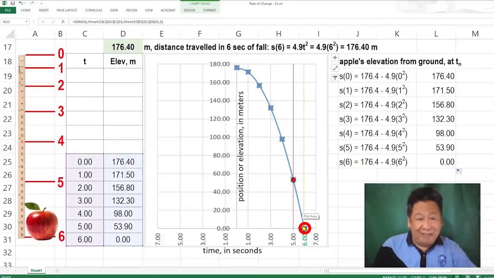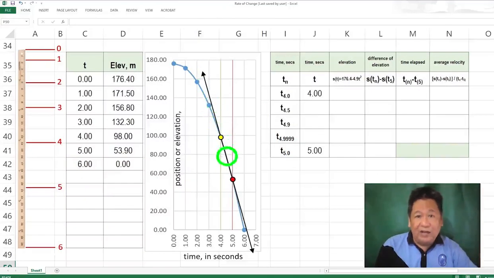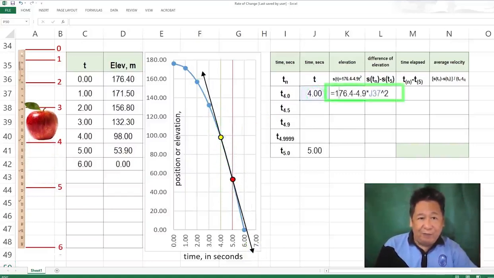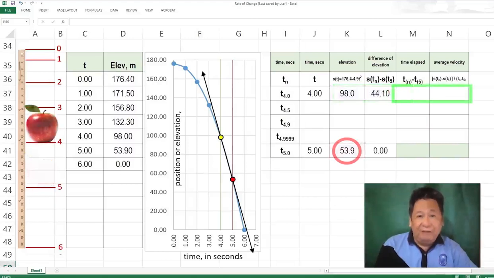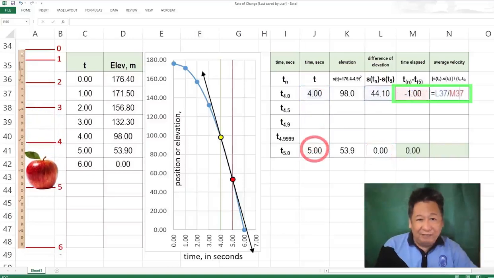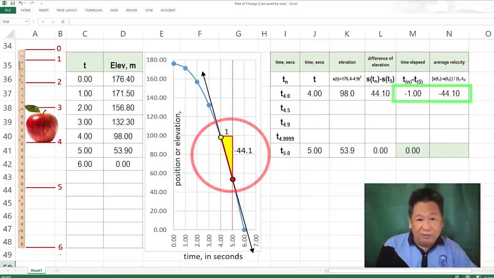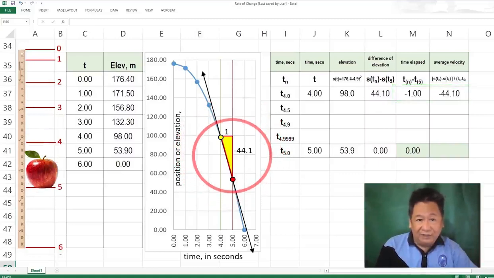Now we can compute the exact velocity at precisely t equals 5 seconds of its fall. Using the second line we learned in lesson 2, we draw a line connecting the points at t equals 4 to t equals 5 seconds. Position is 176.4 minus 4.9 times the square of 4. That's elevation 98. And we know the position at t equals 5 seconds is elevation 53.9. 98 minus 53.9 equals 44.1. 53.9 minus 53.9 equals 0. Time elapsed from 4 to 5 is negative 1 second. Finally, 44.1 meters over negative 1 equals negative 44.1 meters per second. That's the average velocity from t equals 4 to t equals 5 seconds. That's the rise over run, negative velocity, meaning downwards.